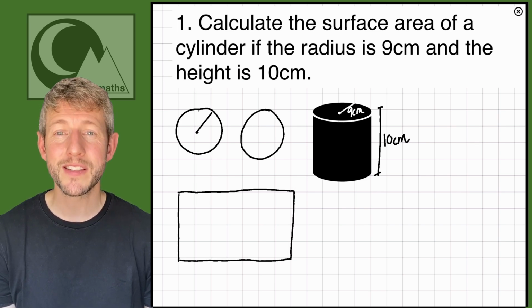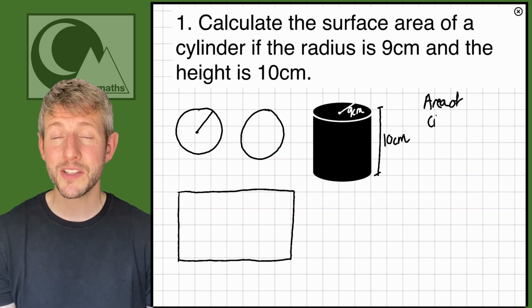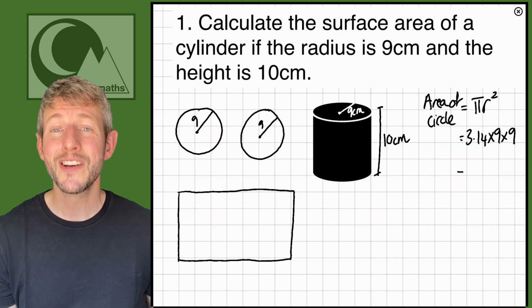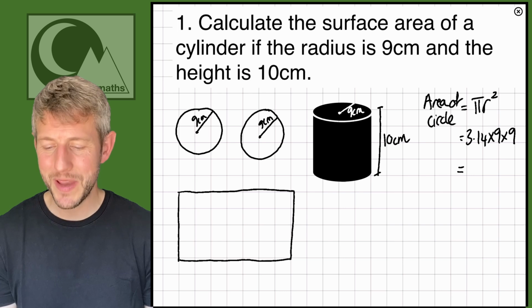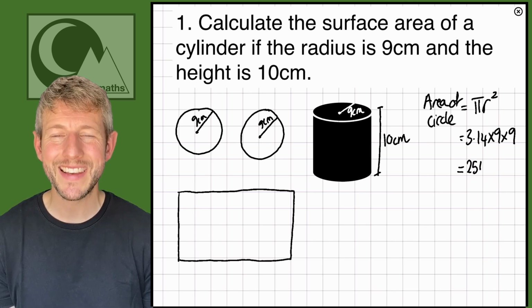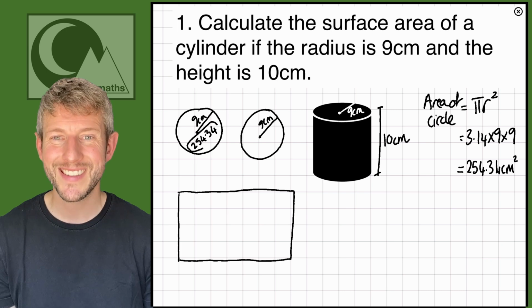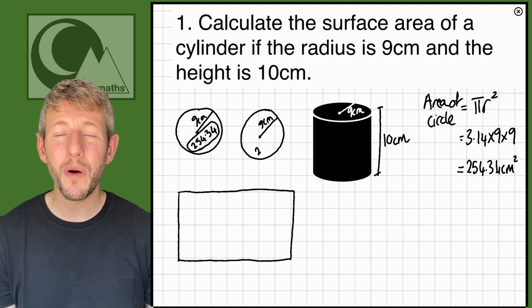So the circles are nice and easy. They are pi r squared, which is going to be 3.14 times 9 times 9. So I'm just going to work that out. Okay, so here we go. The area of the two circles in this cylinder is going to be 254.34 centimeters squared. Okay, and now I've got the rectangle.